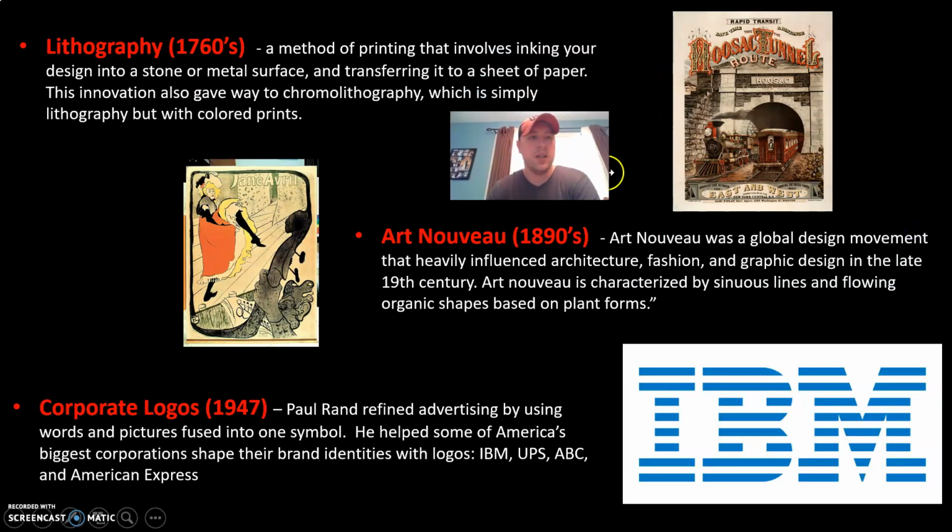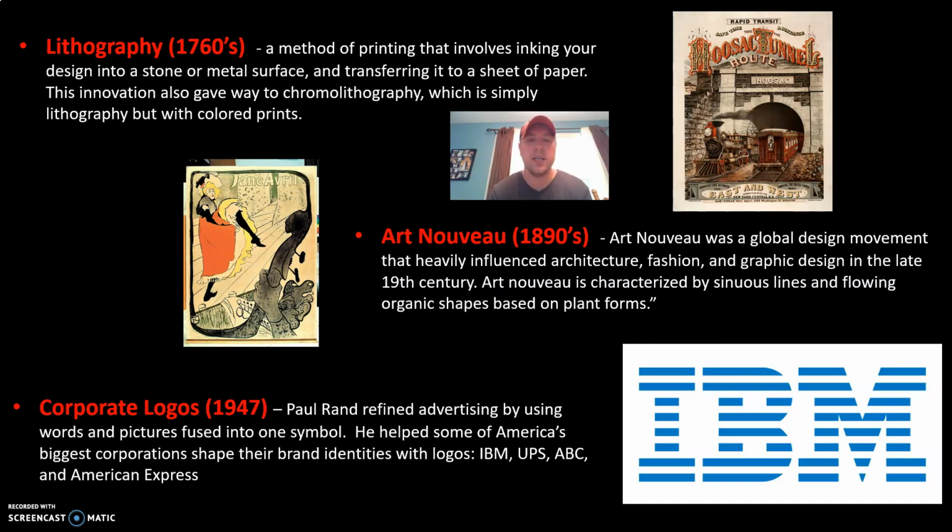All right, so lithography, this was started in the 1760s. It's a method of printing that involves inking your design into a stone or metal surface and then transferring it to a sheet of paper. This obviously was a lot of work, but this innovation also gave way to chromolithography, which is simply lithography but with colored prints. So it was a lot of work to create the print, but then once you have the print, you can ink it over and over again and use it an infinite amount of times to create the same image instead of having to draw it over and over again.